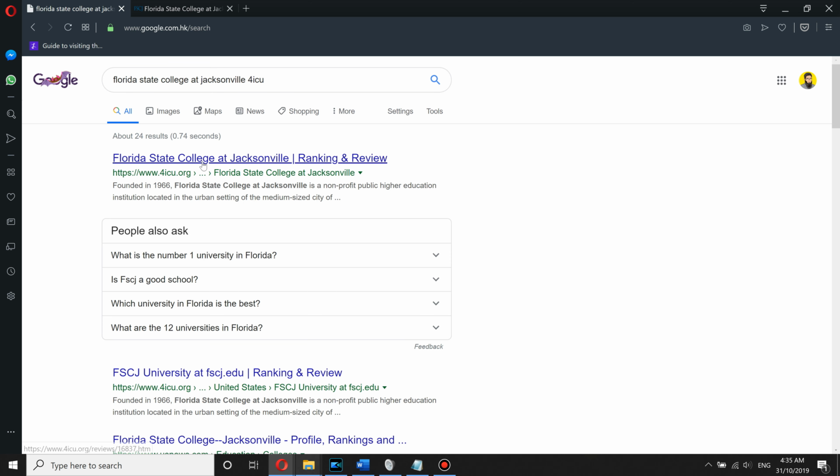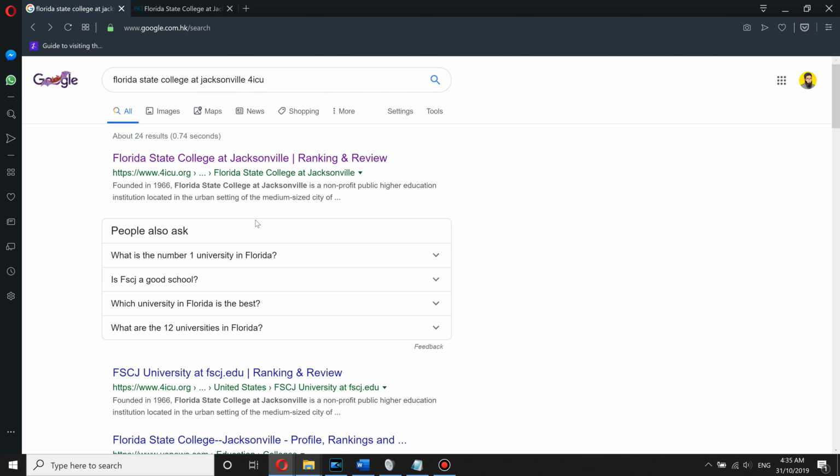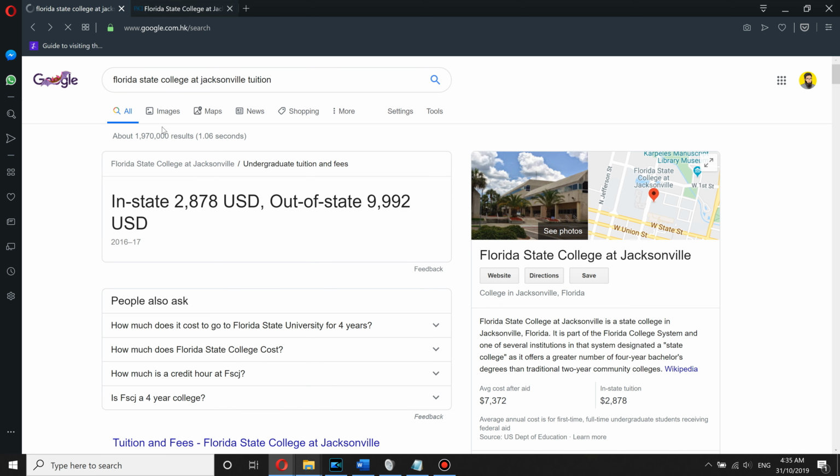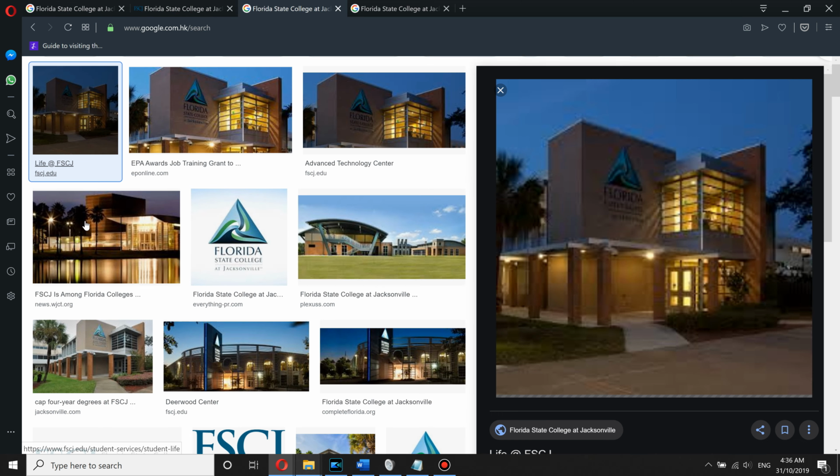Maybe let's check their ranking. Okay, 718 is not good, it's not bad, it's fine, it's acceptable. I do not care about your rank. I care that it's a public institute. I care that the tuition fee is absolutely low. Low means low. It's absolutely low.